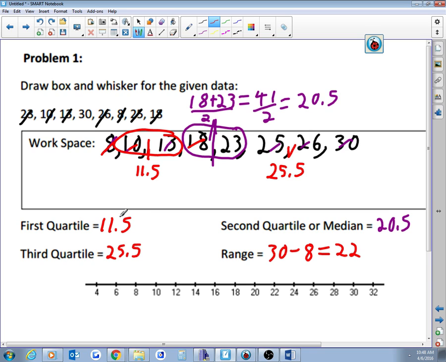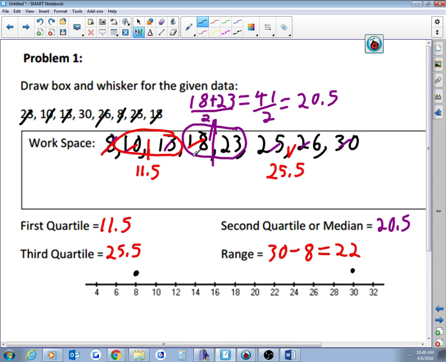Okay, now let's make this box and whisker. We've got all the information we need. Our lowest number is 8. So I'm going to put a little point. Let's use a different color for this. Let's go back to black. So I'm going to put a point on 8. That's my minimum. My maximum is 30. So I'm going to put another point on 30.